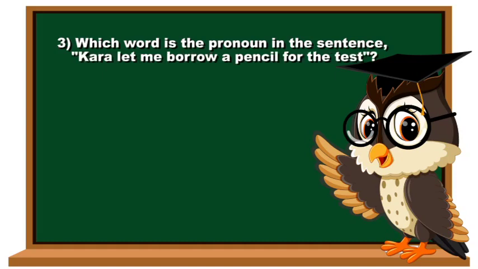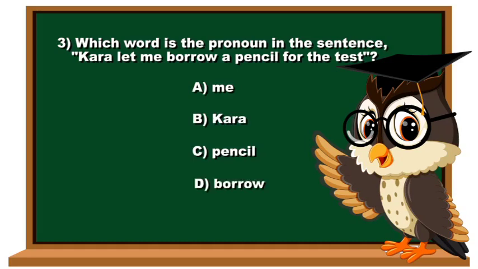Question 3. Which word is the pronoun in the sentence, Kara let me borrow a pencil for the test? A, me. B, Kara. C, pencil. D, borrow. If you said A, the word me is the pronoun, you got it right. Great work.